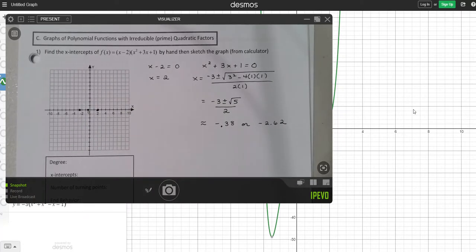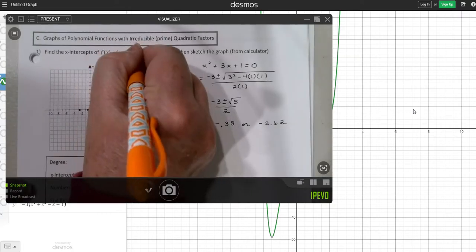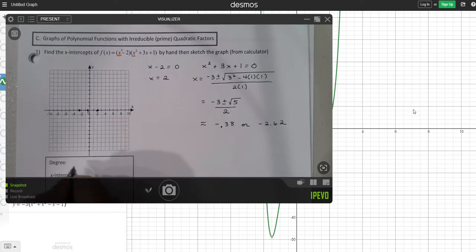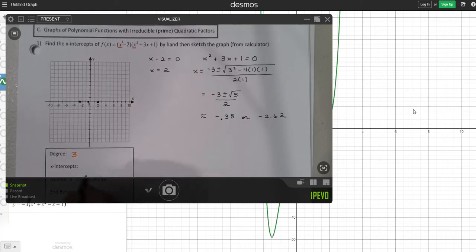Notice, by the way, this is a cubic function. This would have degree 3. I'm not going to multiply it all out. But if I think about the highest power in each set of parentheses, x to the first times x to the second would give me an x to the third. So this is degree 3, and I just found 3 x-intercepts. That's all there can be, right?